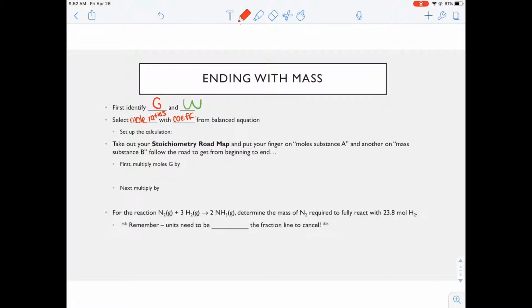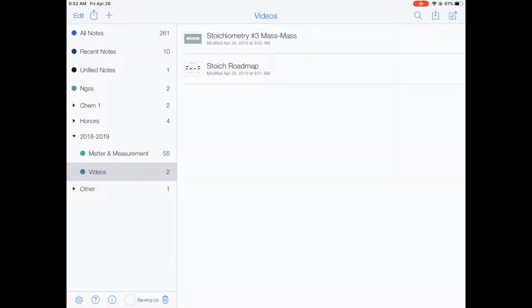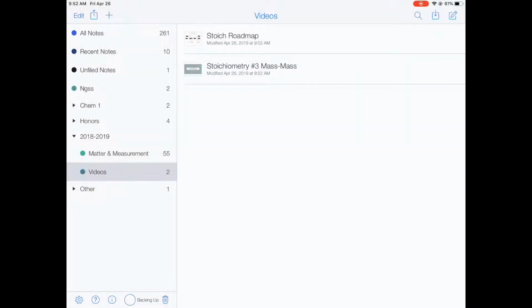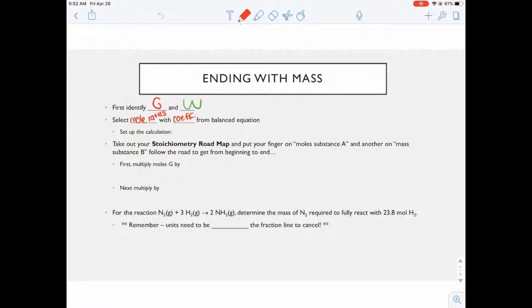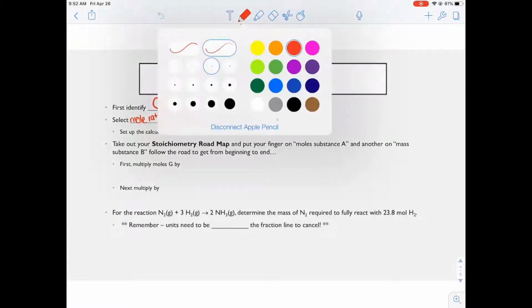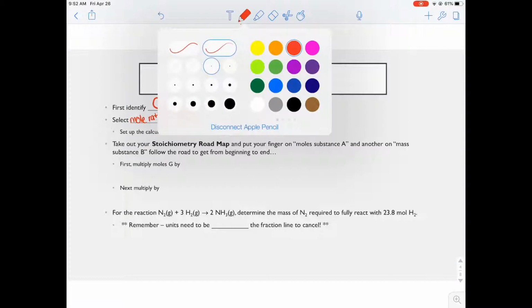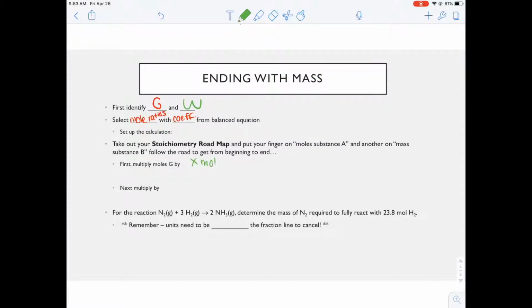So take that roadmap out and look at it. Put your finger over here and another finger there. And there's our 2 steps. Follow the road through to the end. So first, you're going to multiply your moles of your given by X moles of your wanted over Y moles of your given.